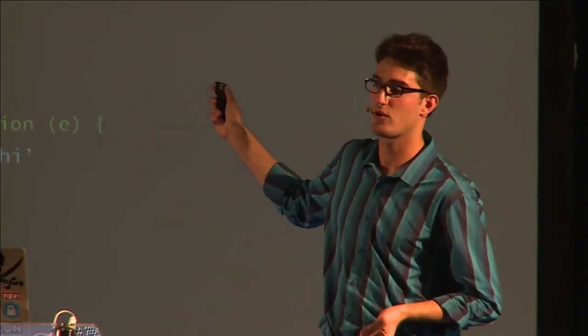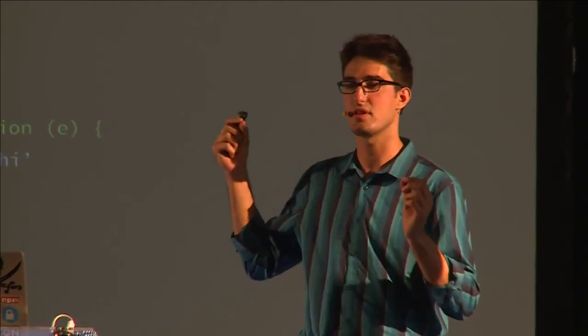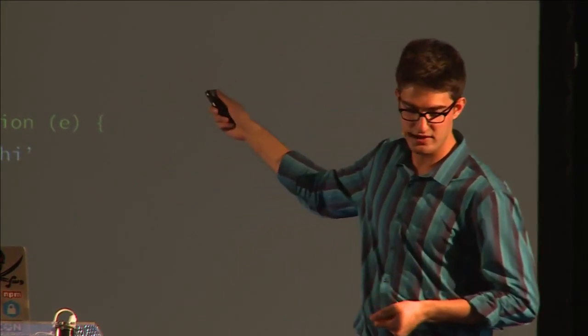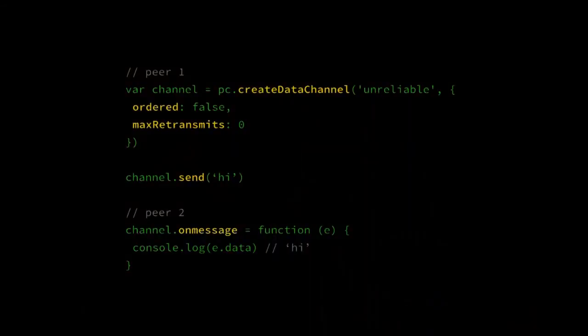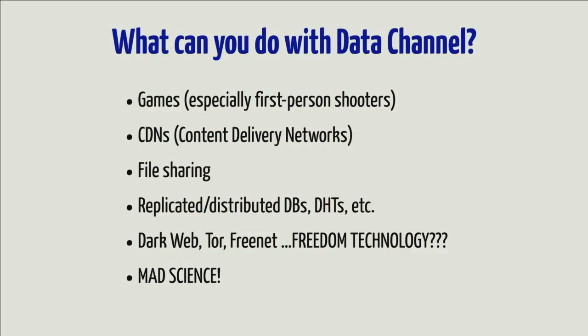In this case, we're creating a reliable channel, which means that if packets are dropped, it will retry until it arrives at the other end. And you see you can just call send, and you can listen for events by listening to the message event. And if you want to make an unreliable channel, you just say ordered false, which means I don't care the order that the packets arrive in. And you can say max retransmits 0, which means don't even retransmit if the data is dropped. So this is really powerful. You can do lots of stuff with it.